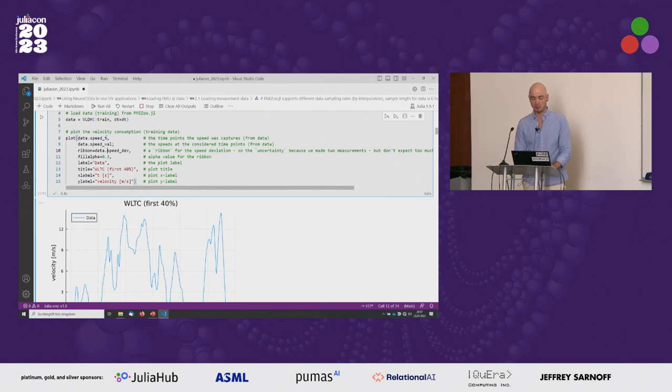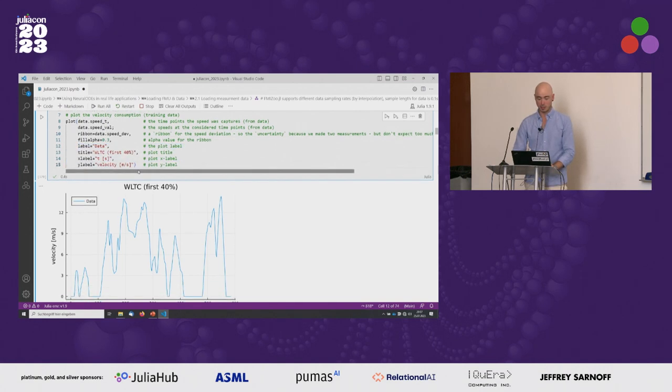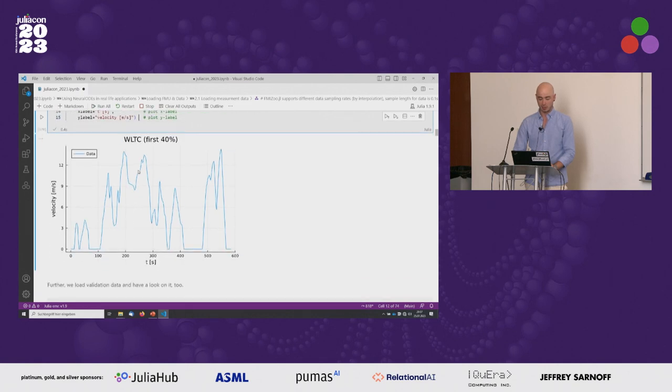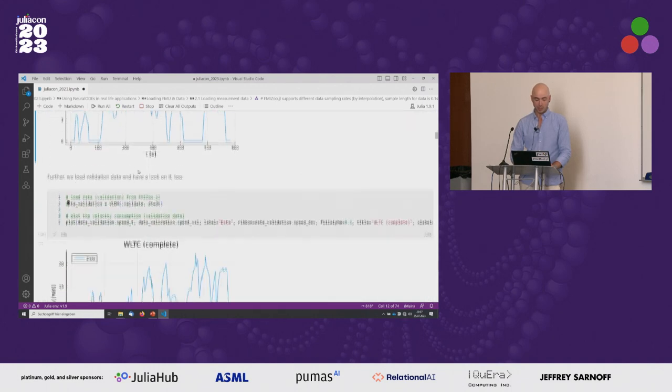But I need to say that the deviation is very, very little. So as you can see, it basically just looks like a straight line here. This is only some plotting sugar, basically, label, title, and so on. And this is the first 30% of the WLTC driving cycle as we saw it during the presentation.